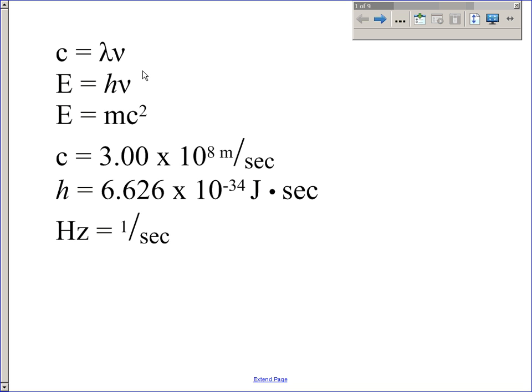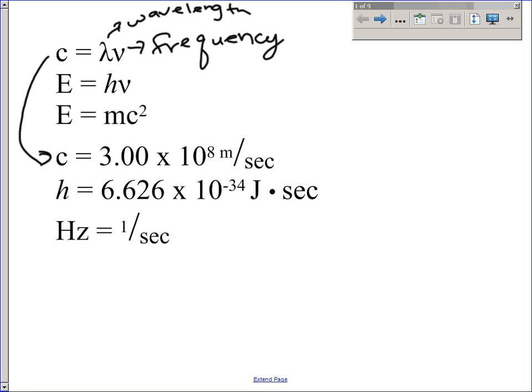So that upside down Y is wavelength. And the V is frequency. The C is a constant, and you're given it right on the paper. Okay? That's the speed of light, just in case you wanted to know.